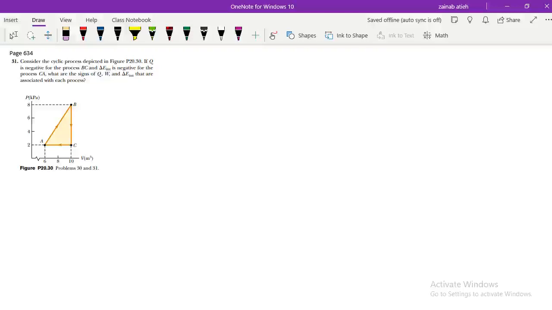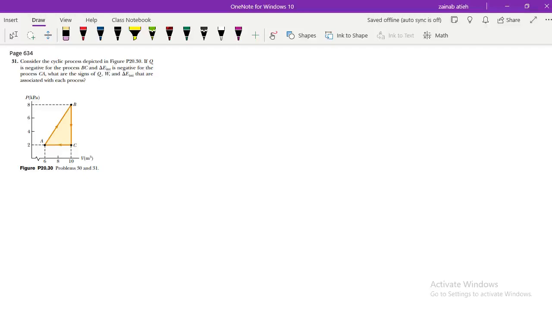Hello everyone, I will complete solving some problems of chapter 20 before moving to chapter 22. So I will start with problem 31, page 636. Consider the cyclic process depicted in figure 20.30, which is the figure of the previous problem.